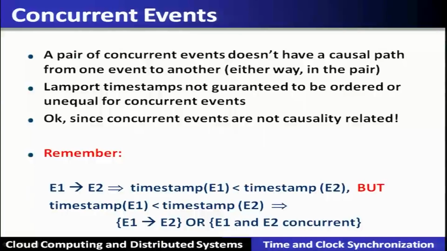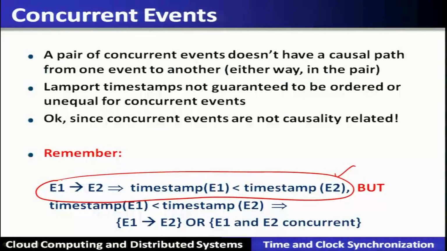So, a pair of concurrent events does not have a causal path from one event to another. So, Lamport time stamps are not guaranteed to be ordered or unequal for concurrent events. This is okay since concurrent events are not causally related, but what we can see here as a takeaway is that if E1 has happened before E2, this implies that the time stamp of E1 is less than the time stamp of E2. This is what is known in the logical clock given by Lamport. But if we see the time stamps only, can we infer whether the events happened before or are concurrent? That we cannot. Just by looking at the time stamps we cannot infer whether the events happened before, that means causally related, or are not causally related, that is, concurrent events. That is the drawback of Lamport's clock.